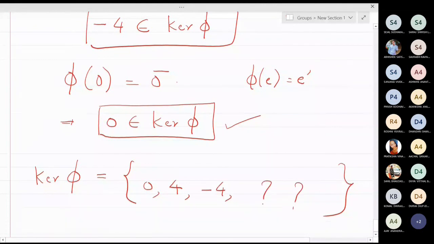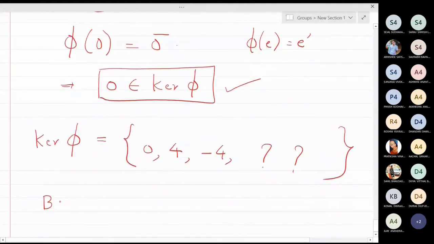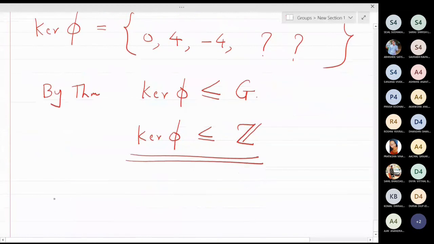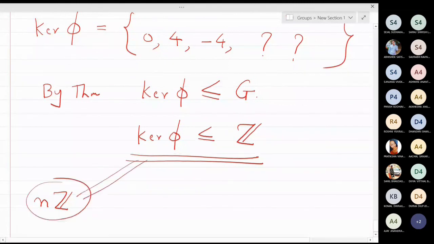Now we have just proved in the above theorem that kernel of phi is always a subgroup of the group G, right? Here in our problem, the group G is Z. So kernel of phi is a subgroup of Z. And we all know that subgroups of Z are of the type nZ, right? These are all the subgroups, 2Z, 3Z, 4Z, 5Z, all are subgroups of Z. Now, out of these subgroups, which subgroup is this kernel of phi? So kernel of phi is also some n times Z. So what is the value of n?